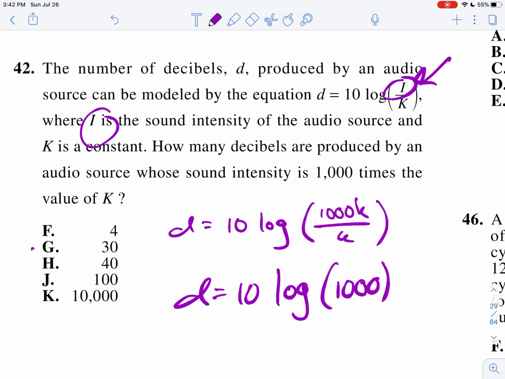The answer to 42 is G. So do plug this into your calculator if you're not sure. You'll get log, so 1,000, let me just do it really quick. 1,000 log times 10. Yep, there you go, 30.